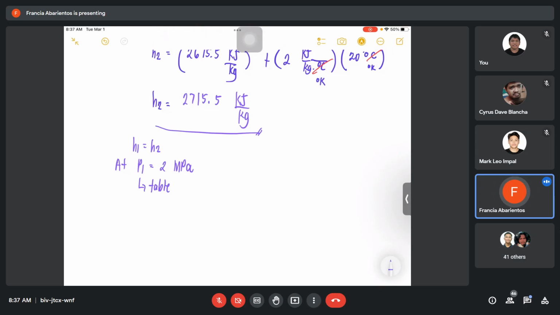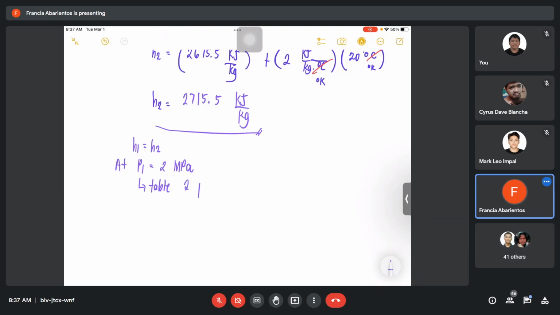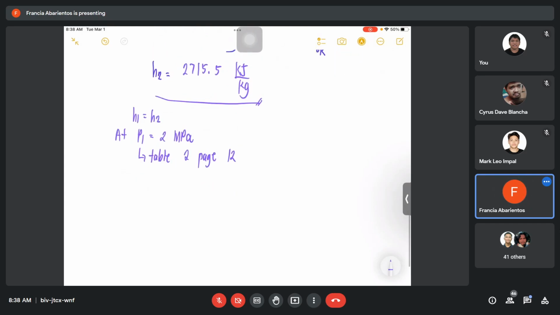Yung pressure at point 2. Table. Yan. May page na. Page 12, table 2, page 12. Thank you, class. So, punta kayo sa table 2, page 12. We have now the 2 megapascal. Ayun, sa pinakataas. Ano yung kukunin mo dito? Kasi pinapanap sa atin is the quality at point 1. Okay. Kunin natin si HF1.